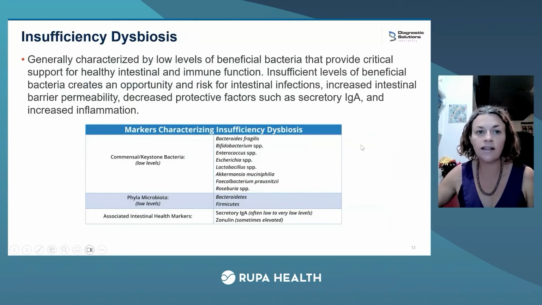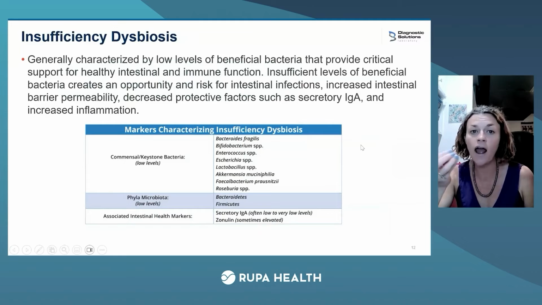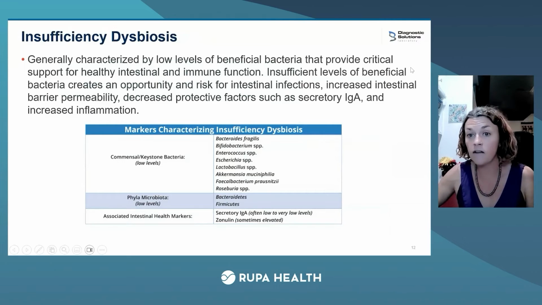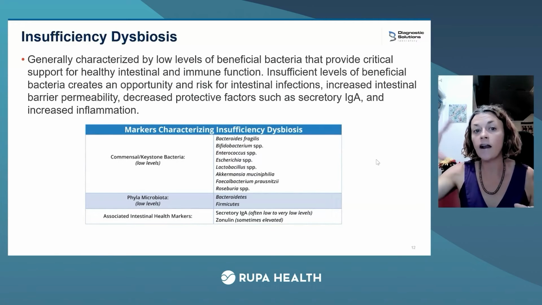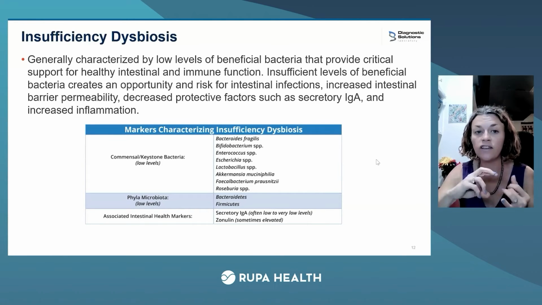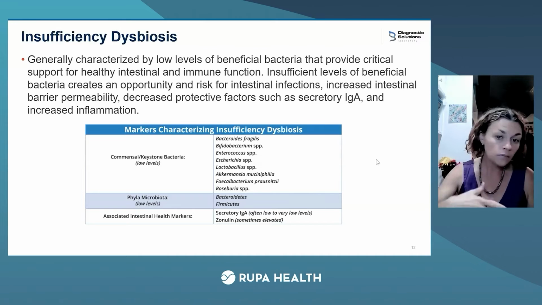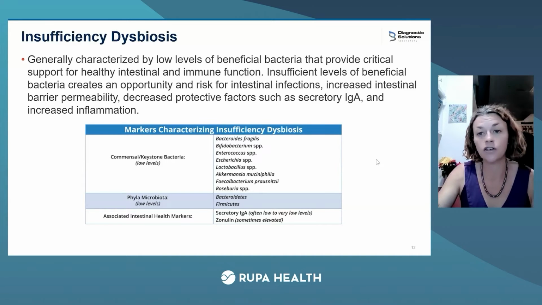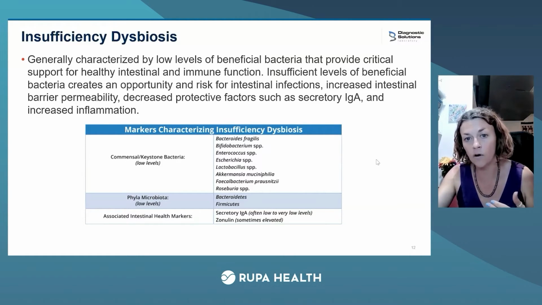So when we talk about an insufficiency dysbiosis, this is characterized by low levels of beneficial bacteria that are critically important for intestinal health and immune function. Having this insufficiency is going to create an opportunity for subsequent overgrowth and increase the risk of intestinal infections. Also, we tend to see more of a leaky gut with this insufficiency dysbiosis and a low secretory IgA. And that's going to increase the potential for driving that inflammatory overgrowth.